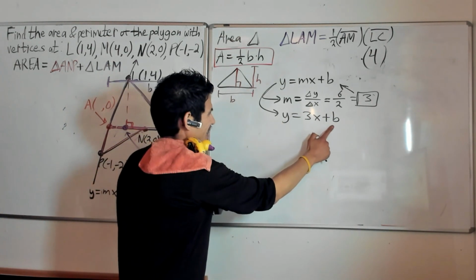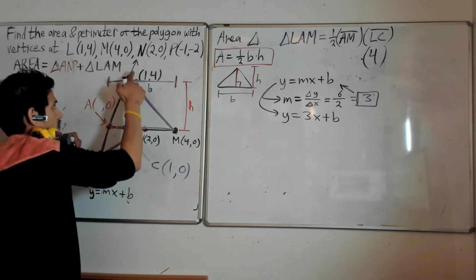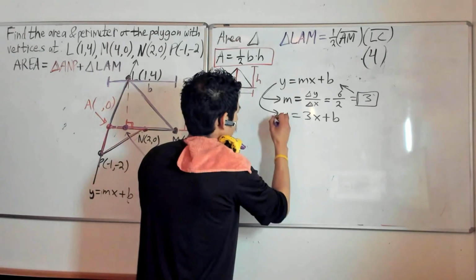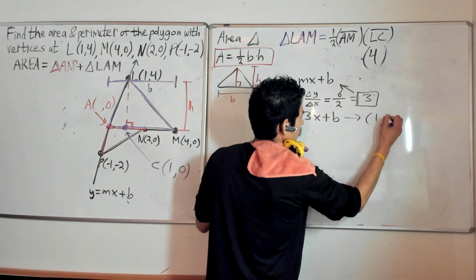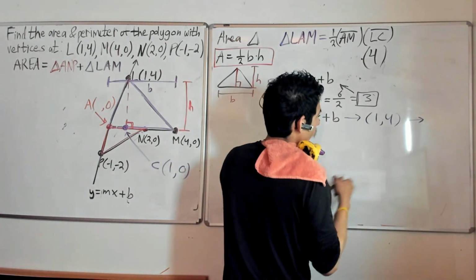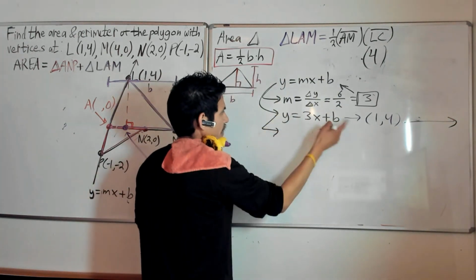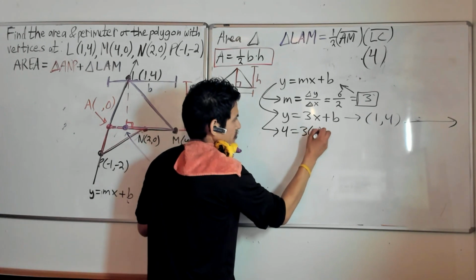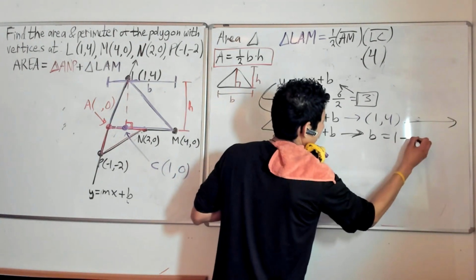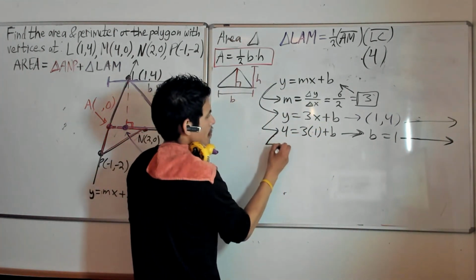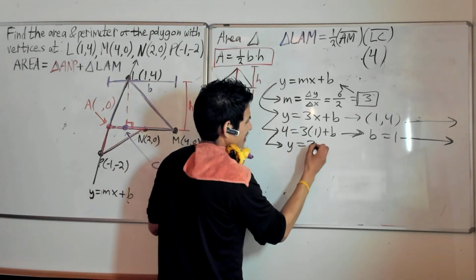So we need to find b. To find b, we can just pick a point that this line goes through. Let's pick point L, because we know it goes through point L at 1, 4. So if it goes through the point 1, 4, we know y, let's put 4, is equal to 3 times 1 plus b. Solving this, b is just 1. And then y will be 3x plus 1.